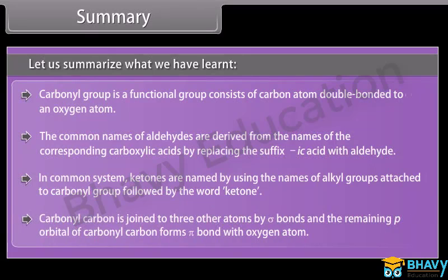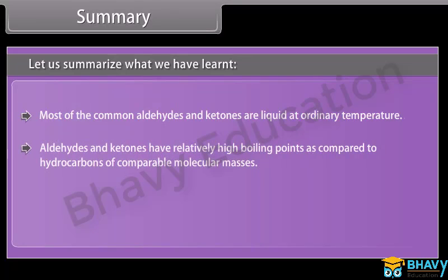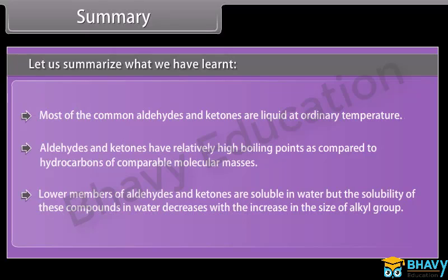Carbonyl carbon is joined to 3 other atoms by sigma bonds, and the remaining p orbital of the carbonyl carbon forms a pi bond with the oxygen atom. Most of the common aldehydes and ketones are liquids at ordinary temperature. Aldehydes and ketones have relatively high boiling points as compared to hydrocarbons of comparable molecular masses. Lower members of aldehydes and ketones are soluble in water, but the solubility of these compounds in water decreases with the increase in the size of the alkyl group.